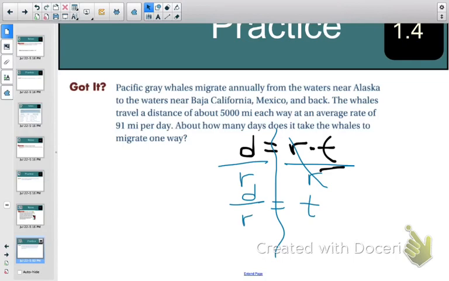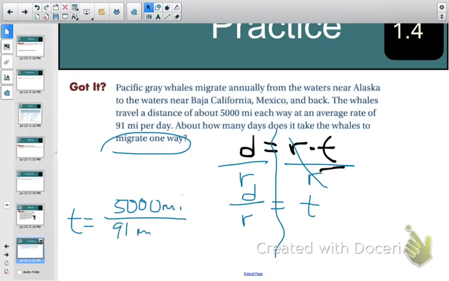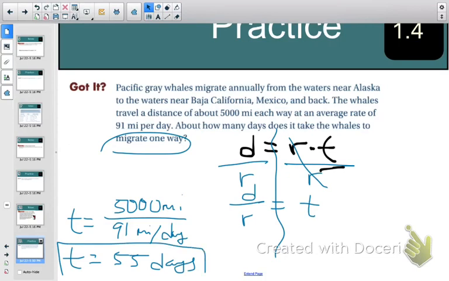So we know the distance is about 5,000 miles each way, and it is asking for one way, so no tricky things here. So I'm going to plug in t equals 5,000 miles divided by my rate, which is 91 miles per day. And then it says about how many days. So if we divide those, 5,000 divided by 91, we get about 54.95, or approximately 55 days. 55 days for the whales to travel from Alaska to Baja California.